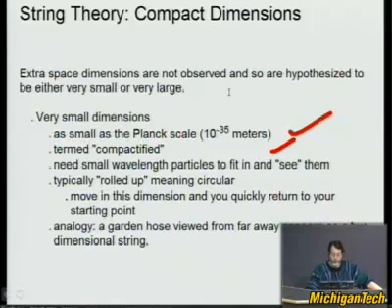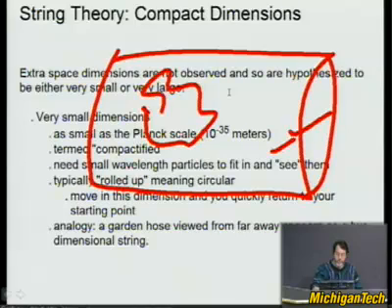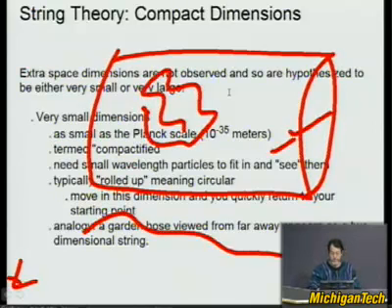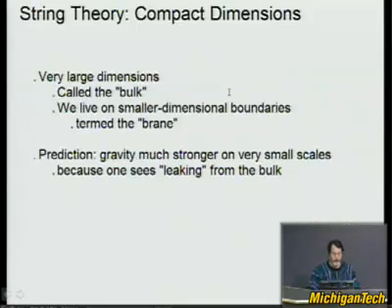An analogy is a garden hose, which viewed from far away might appear to be a 1-dimensional string. If you look at the garden hose up close and move around on it, you can move around. It appears to be a full spatial dimension. If you view it from very far away, then it just seems to be a string. Different number of dimensions. That's what I'm trying to get at there.